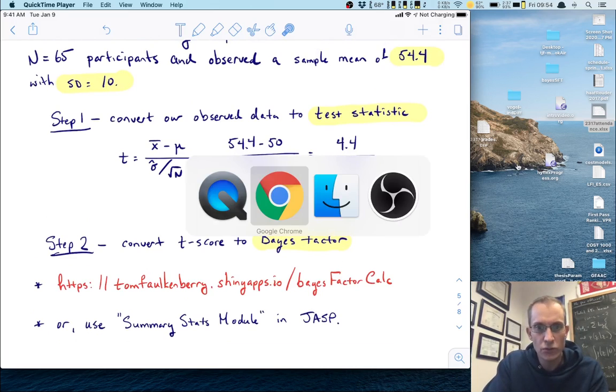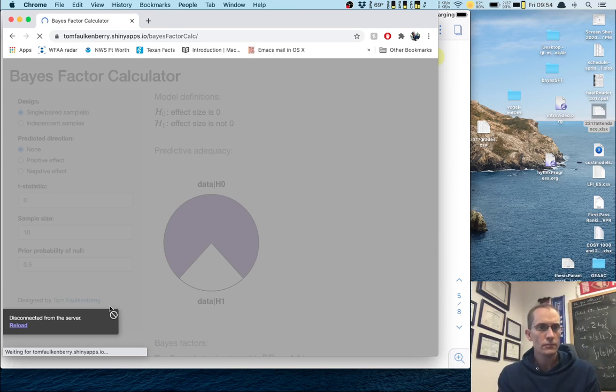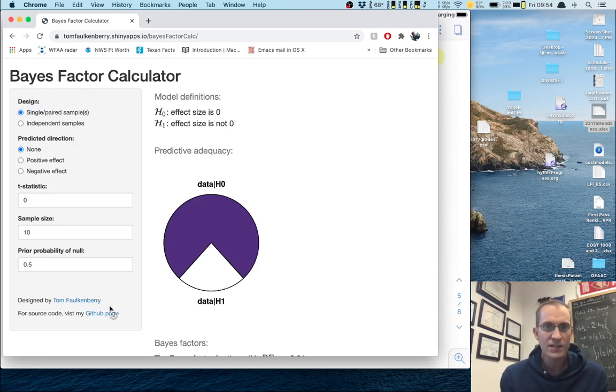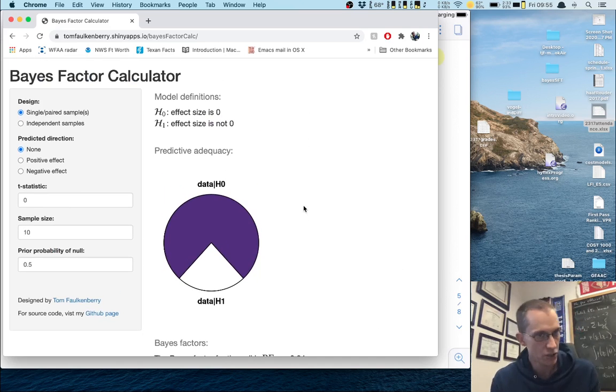So I'm going to go over to Google Chrome, and I've already got it pulled up here. I just need to reload it and give us just a second. Here is the Bayes Factor Calculator. It gives us lots of things here. I think the best thing to do is let's put in our data, and that's going to be done over here on the left-hand side. And then we'll look at what happens on the right-hand side in terms of things that we can interpret.